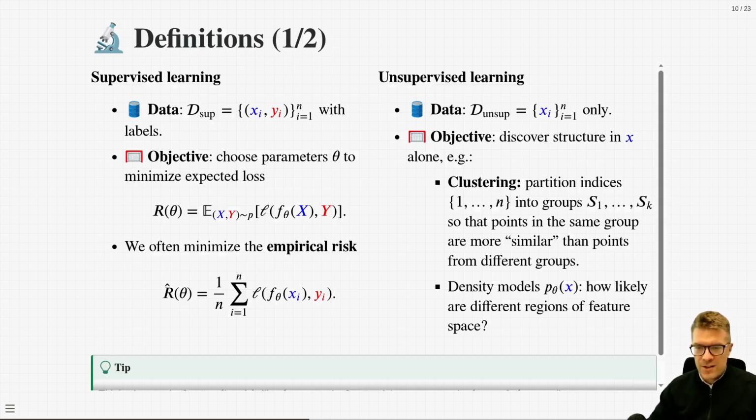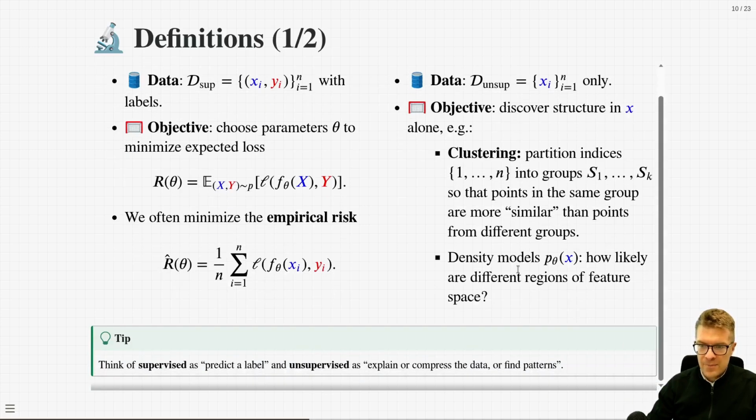We'll talk about this in greater detail in future classes, but essentially we can talk about density models. Density models are probability distributions. They have parameterizations also, so we can still set the parameters, but they describe a probability distribution over X. This tells us how likely the different regions in the feature space are. So we'll get back to that later, but we can cluster according to probability distributions. So you can think of supervised learning as predicting a label, and unsupervised as either explaining or compressing data, or maybe even just finding patterns within the data.